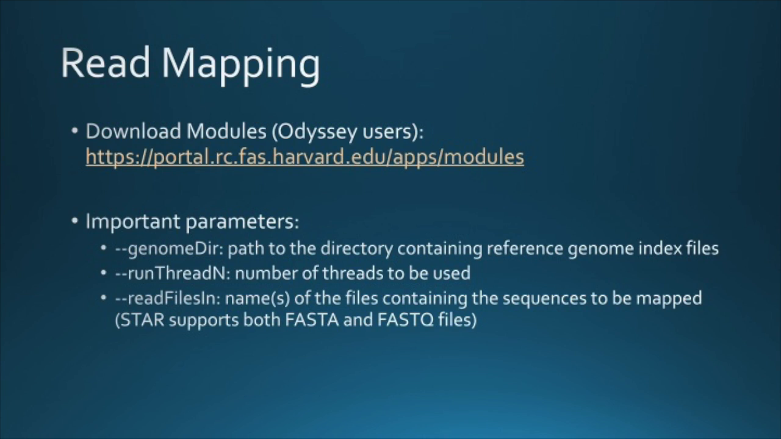There are a few basic inputs that are required for running the STAR read aligner. The first is genomeDir, which we use to specify the path to the directory containing reference genome index files. We also have the runThreadN parameter that enables us to specify the number of threads to be used for mapping. Note that the number of threads used for this parameter must be within bounds of the number of available cores on the server node. Lastly, the readFilesIn parameter is used to specify the path of the files containing the sequences to be mapped. STAR supports both FASTA and FASTQ files, so either of these formats is compatible for this read mapping procedure in STAR.